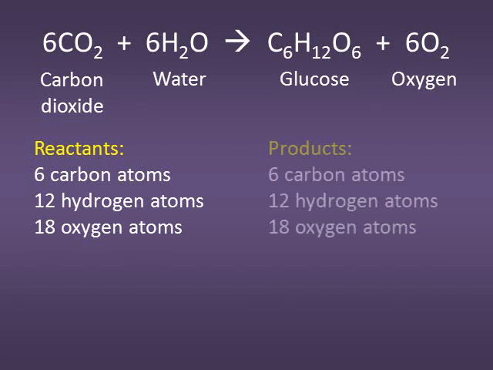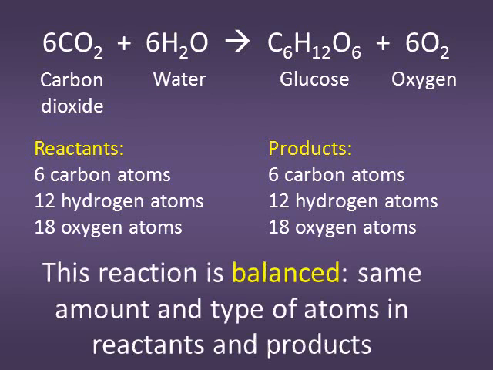Now if we quickly go through the products, we see the absence of a big number to the left of the glucose molecule, and that just means that one single glucose molecule is produced in this reaction, and that glucose molecule contains 6 carbon atoms and 12 hydrogen atoms. And then to do the oxygens, you would combine those 6 oxygen atoms in glucose with the 12 oxygen atoms that are produced in the oxygen gas to get 18 oxygen atoms total on the product side. Thus we see that this reaction is balanced. There are the same number of carbon, hydrogen, and oxygen atoms on both sides of the equation, and that's what we call a balanced chemical reaction.